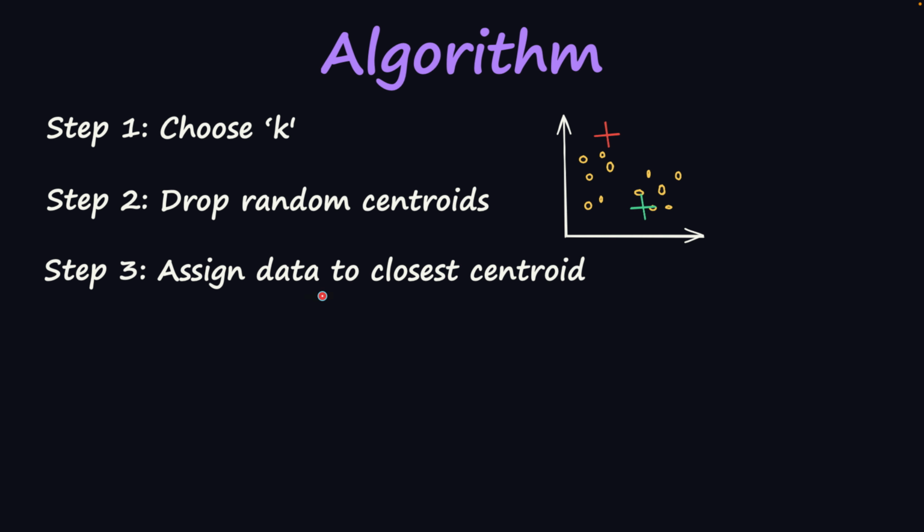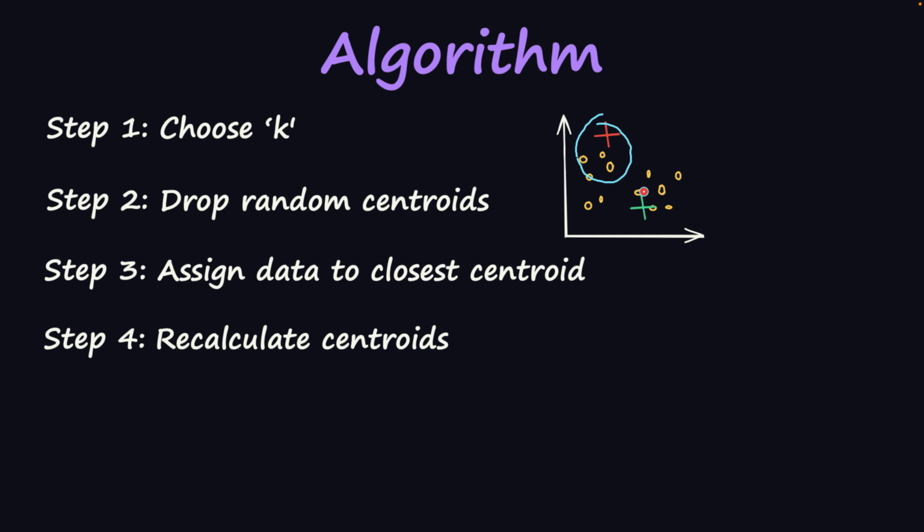Then what we will do is we'll assign data to the closest centroid. Here, each of these circles is a data point. This one might be closer to this centroid, whereas this might be closer to this centroid. So this way we'll assign data to the closest centroid. Once we have done that, we will recalculate the centroids. If we have allocated a bunch of records to this centroid and a bunch of records to that centroid, then we will recalculate the centroids based on the arithmetic average of the newly allocated data points to each of the centroids.